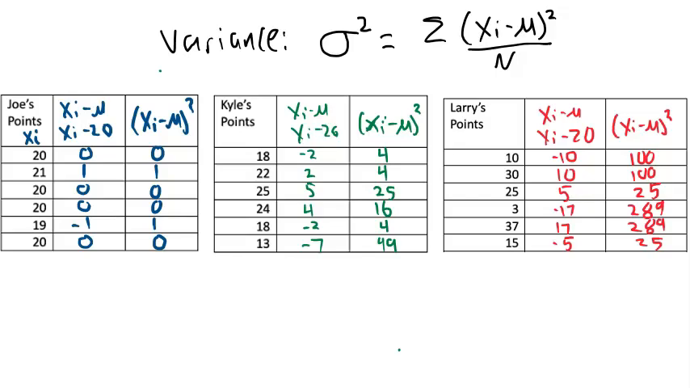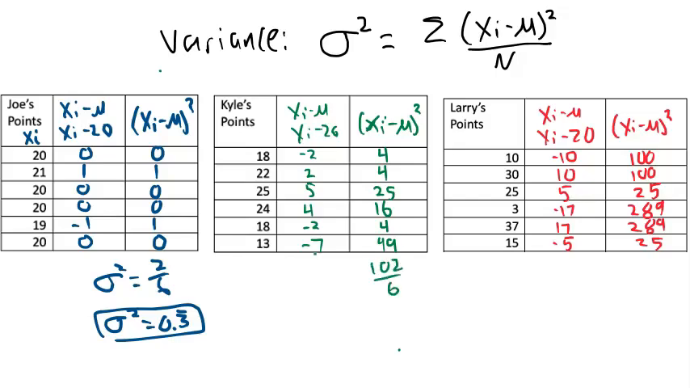So let's do that now. We add this together, we got 2 out of 6. So the variance in this case is the same. The variance is like 0.3 repeating. Now for this one though, if we add all these together, we're going to get 102. 102 divided by 6 will give us a variance of 17.